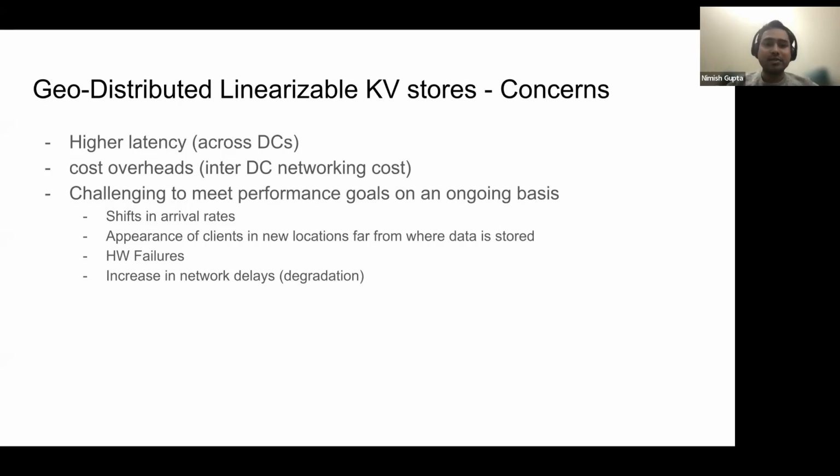And there are challenges to meet performance goals for such a system on an ongoing basis, especially due to dynamism in the system, which is a shift in predicted traffic. New clients could appear in new locations that are far from where the data is stored. There could be hardware failures, as I mentioned. Machines could fail, racks could fail, entire data centers could fail, and there could be an increase in network delays, which can lead to degradation.